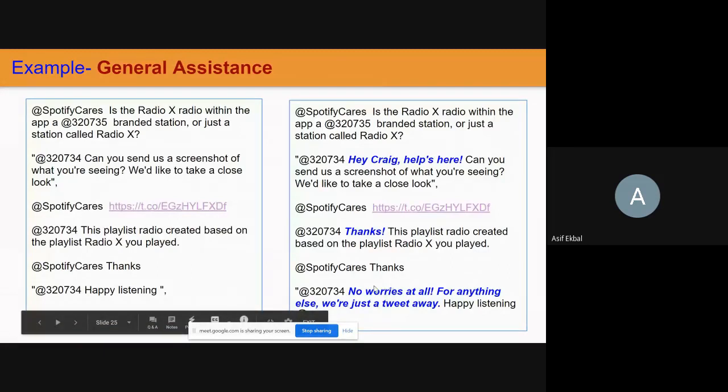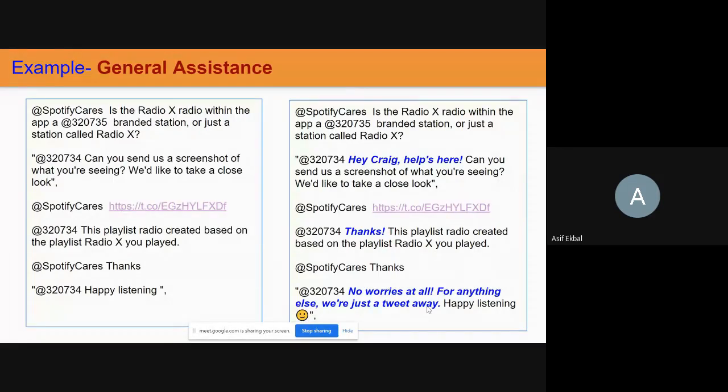So now, rather than saying that, the bot says, "Okay, for anything else, we are just a tweet away," or "We'll always be there for you, happy listening." So it is a kind of general assistance in a more emphasized and more polite way. And so the customer feels more satisfied at the end, and will most likely want to continue with this particular service for a long period of time.